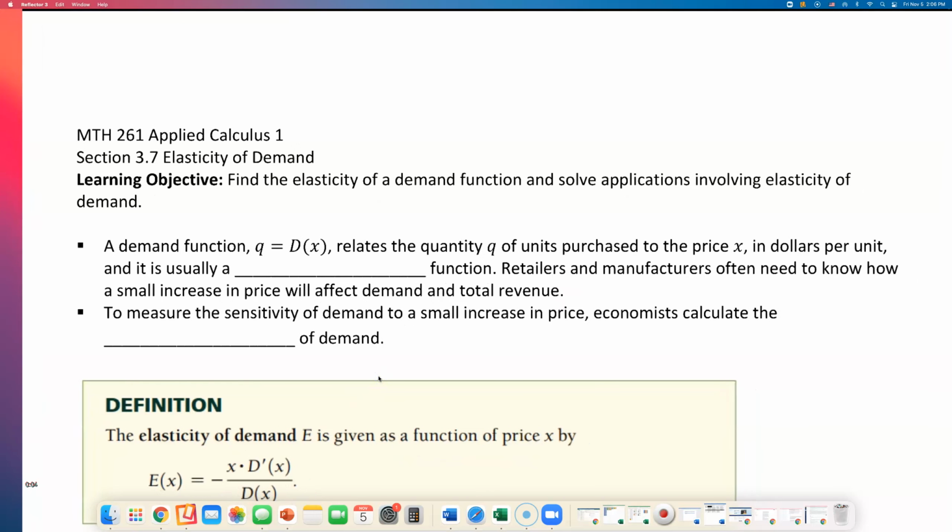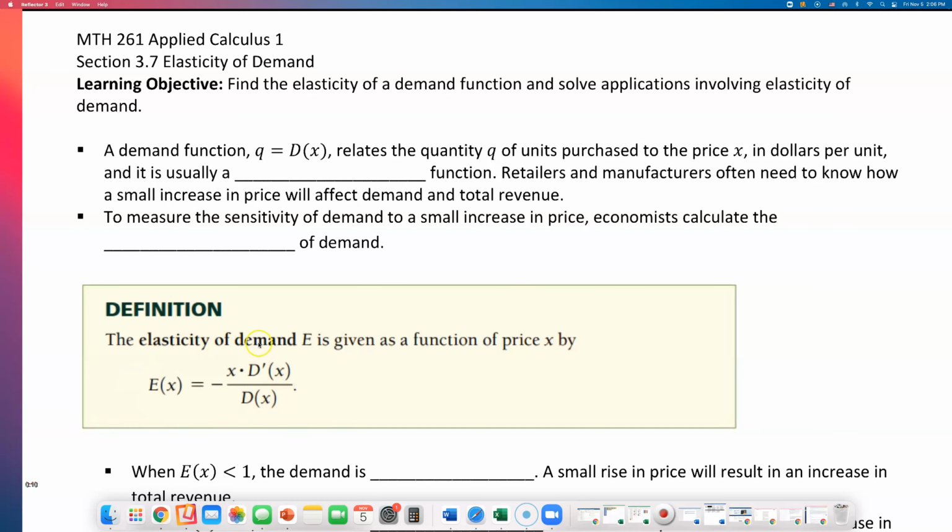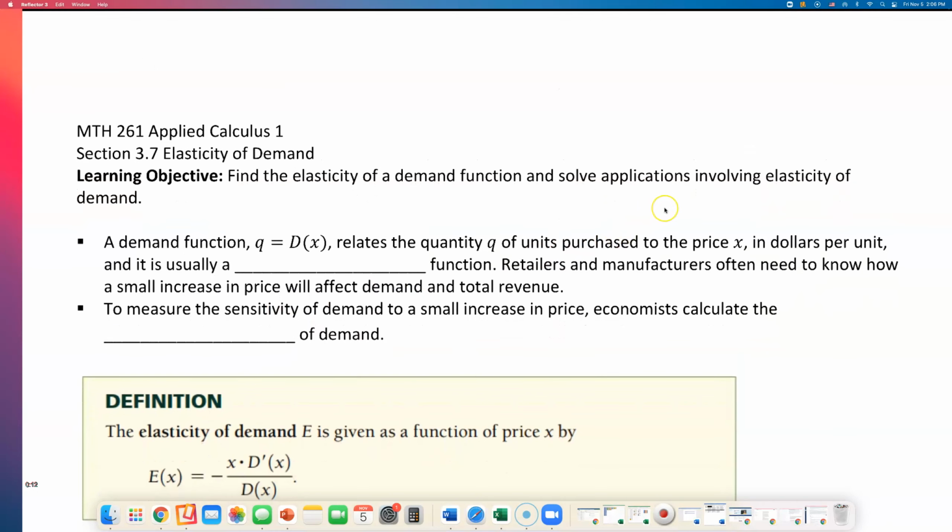The learning objective of this section is to find the elasticity of a demand function. We'll do that by using this formula right here and solve application problems involving elasticity of demand. So a demand function will be given to us. It's going to be D of x.